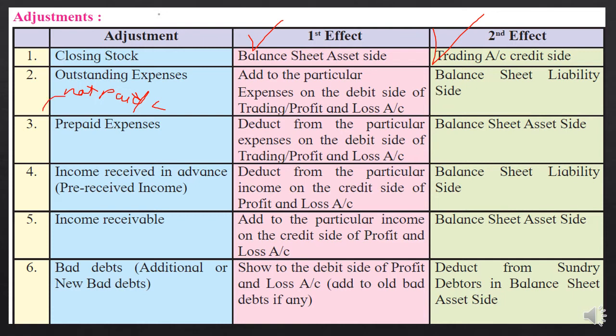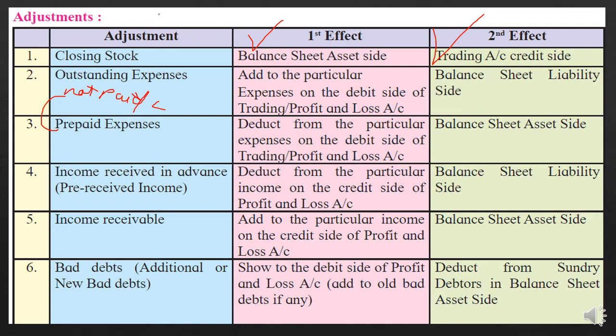It is exactly opposite. Outstanding expenses is exactly opposite of prepaid expenses. The expense which is not for this year, it is for future years, but I have paid in advance, so that is not my real expense for this year for my business.